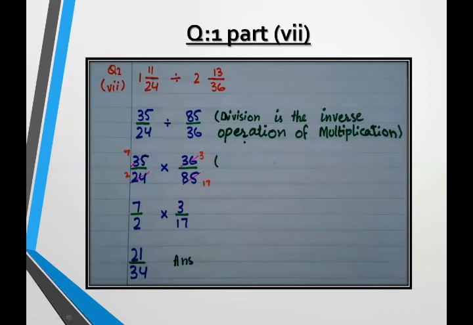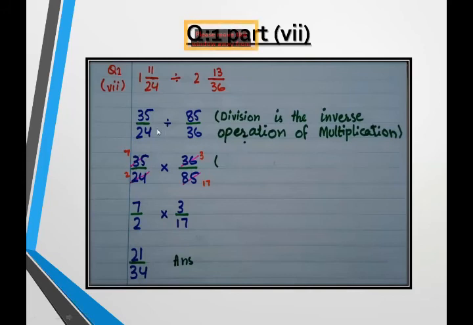So simply denominator multiply with whole number. 24 multiplied by 1 plus 11 becomes 35 over 24. Then 36 multiplied by 2 and then add 13 becomes 85 over 36. Now it is completely converted into common fraction. So our first step is done. What is our second step?